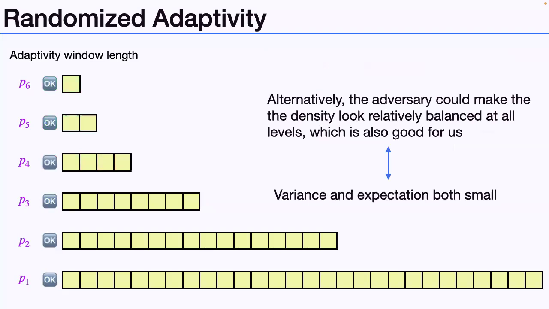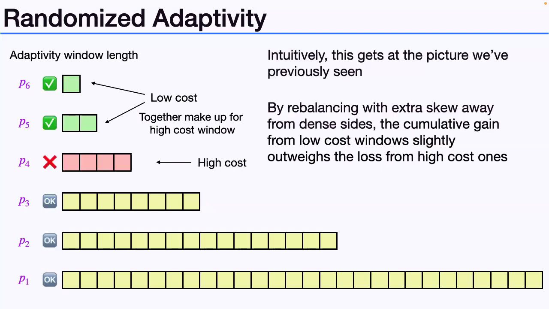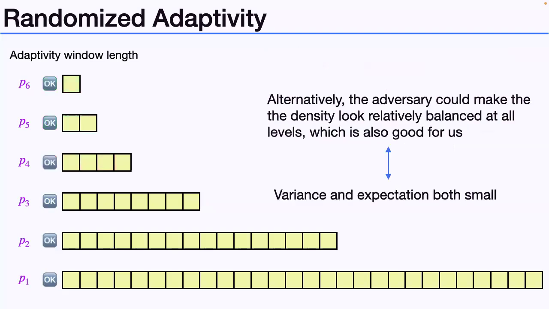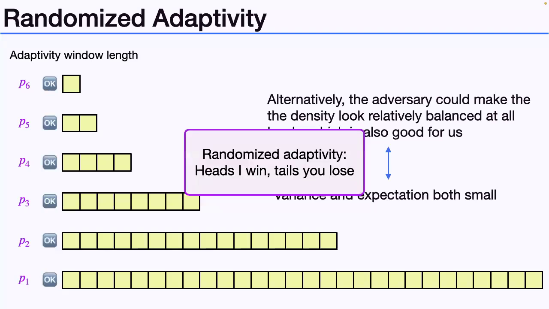Alternatively, something the adversary could do is to avoid the situation by making everything look balanced. So this corresponds to picking the really low period. Instead, this would say that all of our intervals look pretty good, and then we don't really have to do too much. So the point of this is randomized adaptivity is a heads-I-win, tails-you-lose situation. We box the adversary in: if it wants to do something bad at one level, we're going to perform even better at other levels, or its only other alternative is to balance things out and then it's doing our work for us.